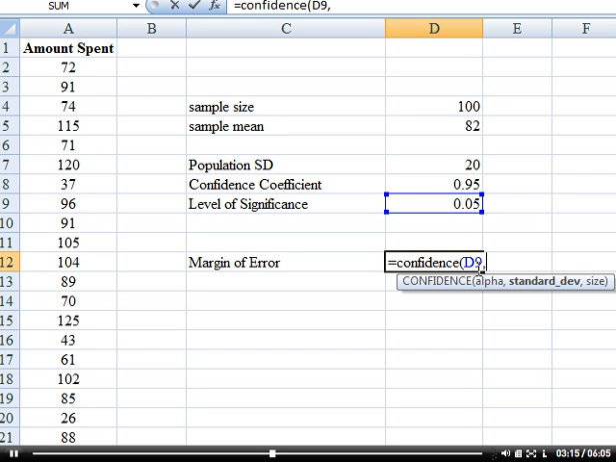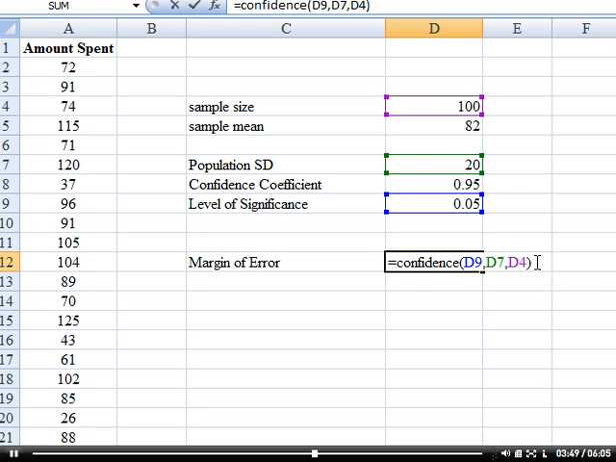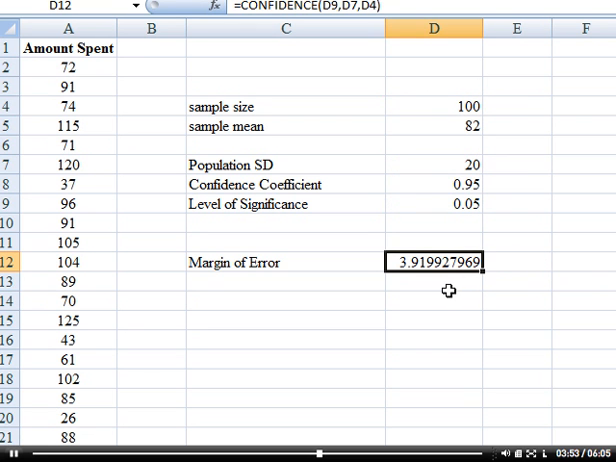is the population standard deviation, which we were given. We don't have to calculate, we were given was 20. So that can go in here, comma. And then the third one is the sample size. So that can go here as D4. Excel needs, of course, the sample size to calculate population standard deviation divided by the square root of n. Close brackets, and we get here the margin of error 3.91, etc. This is too large, so we're going to decrease the number of decimals to bring it down to 2 decimal places here. So the margin of error is 3.92.